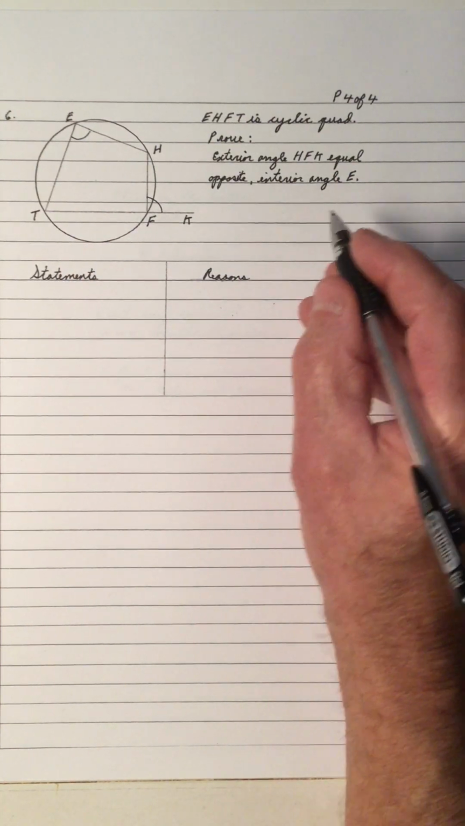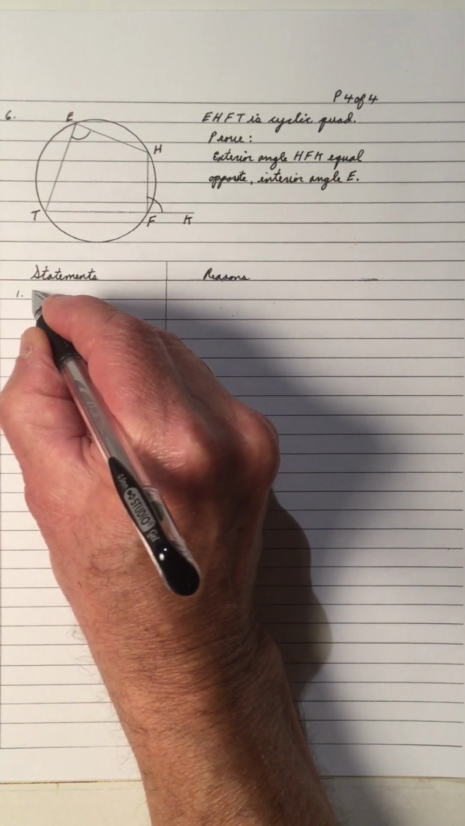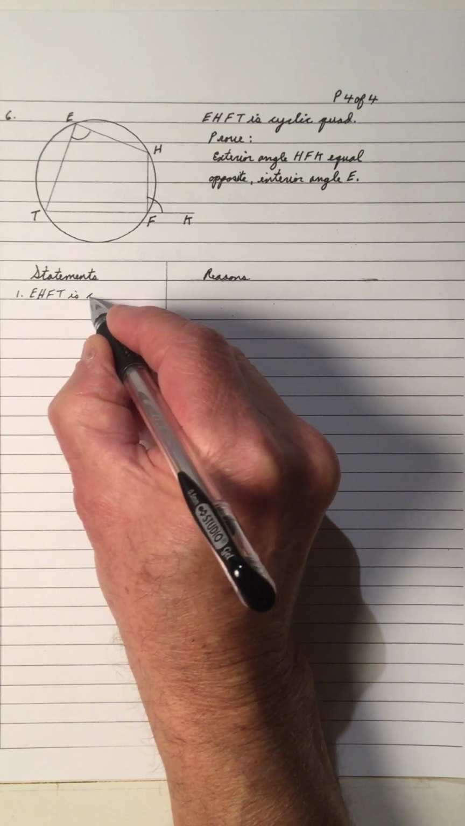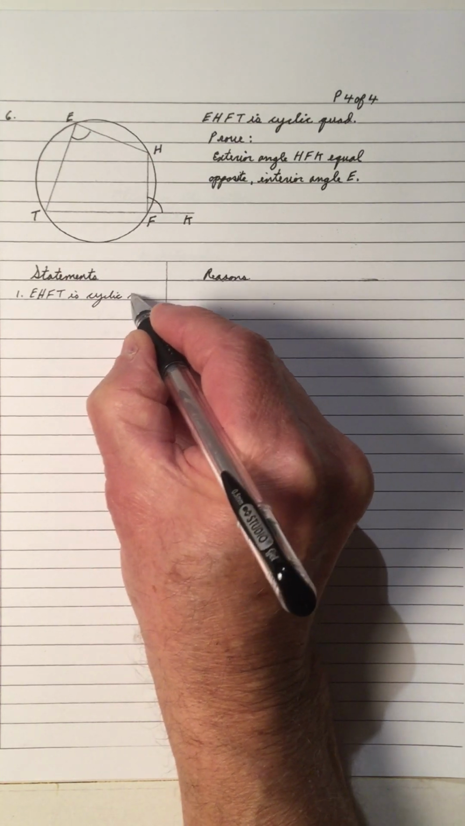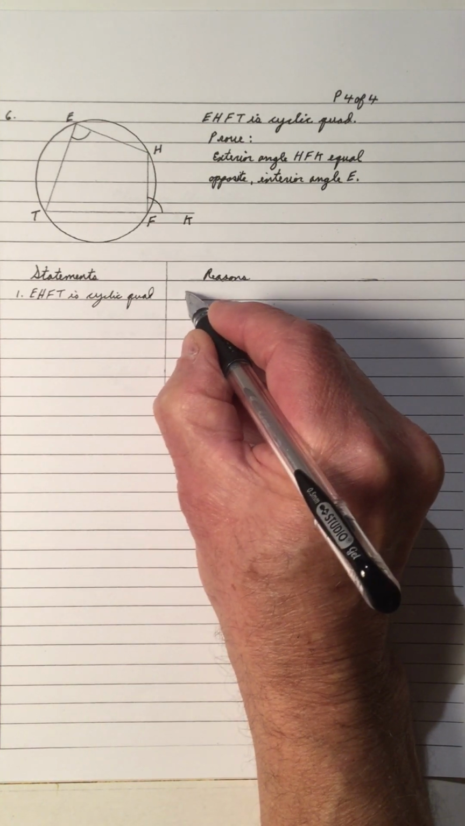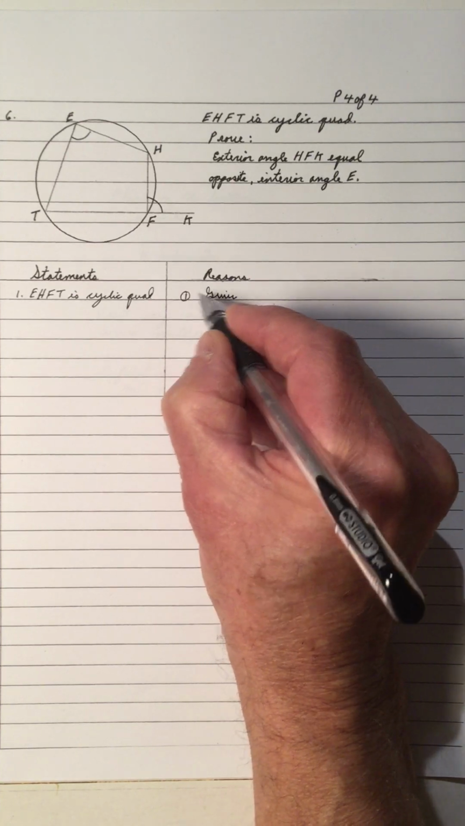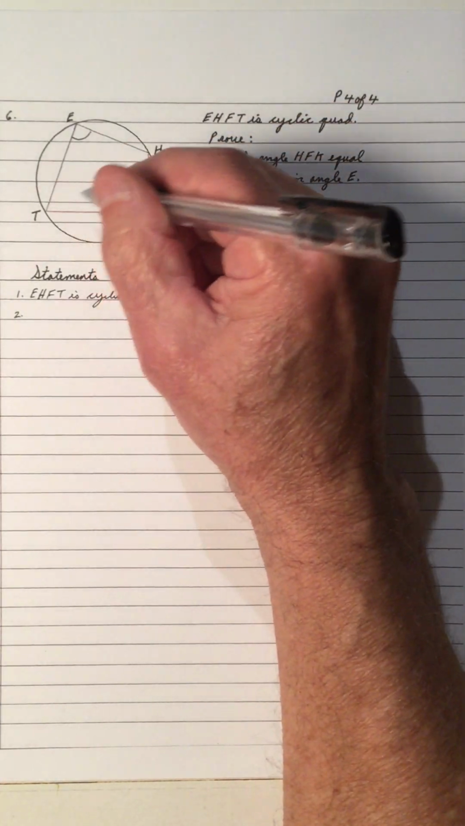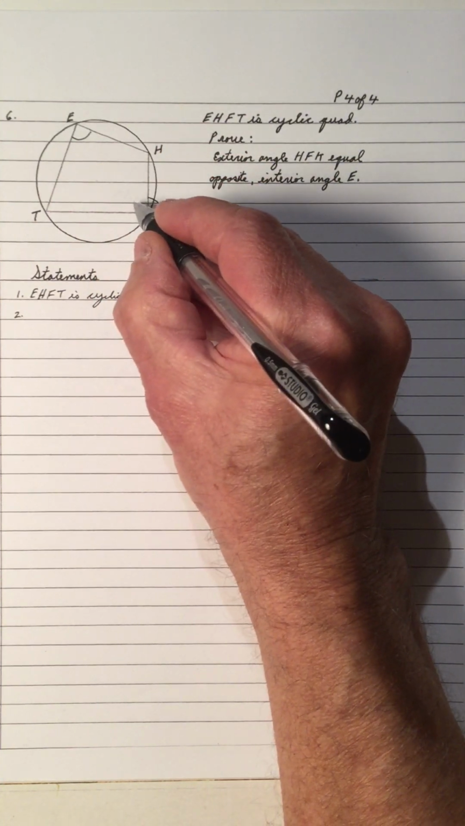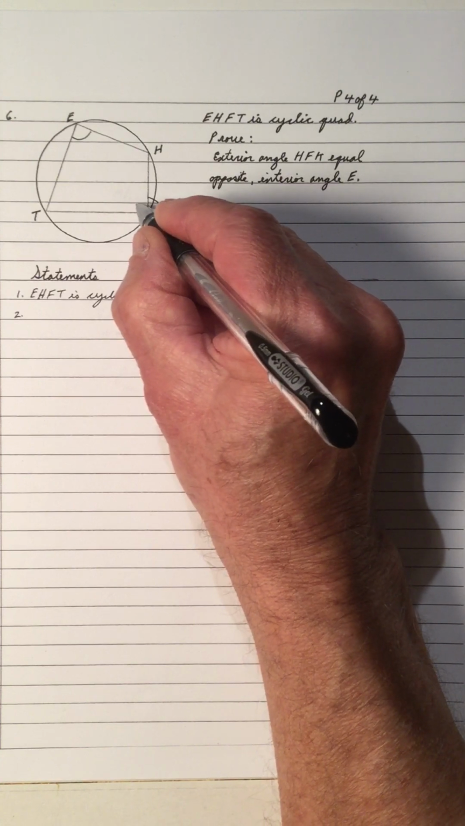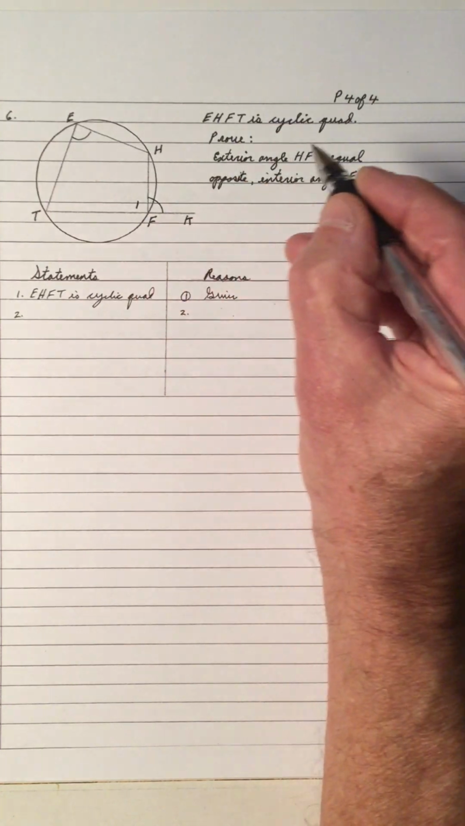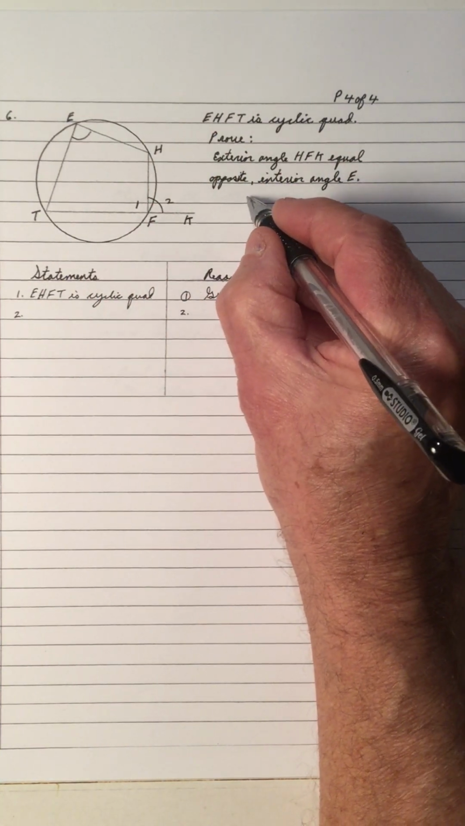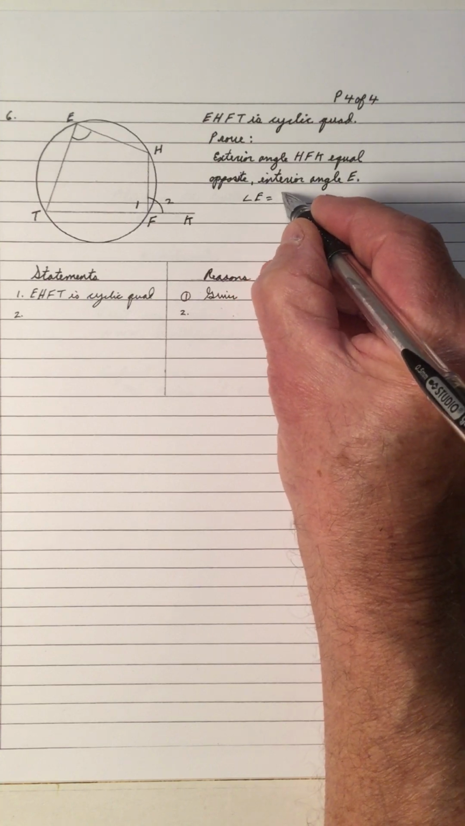And so what we have, number one, EHFT is a cyclic quad. I have a habit sometimes of putting a circle around, sometimes I just put a dot. So I won't put any circle, just put a dot. Now, because this is a cyclic quad, I'm going to number this angle right here. I'm going to put a 1 right here, and I'm going to put a 2 here. And I got E. So what we're going to prove is that angle E is equal to angle 2.